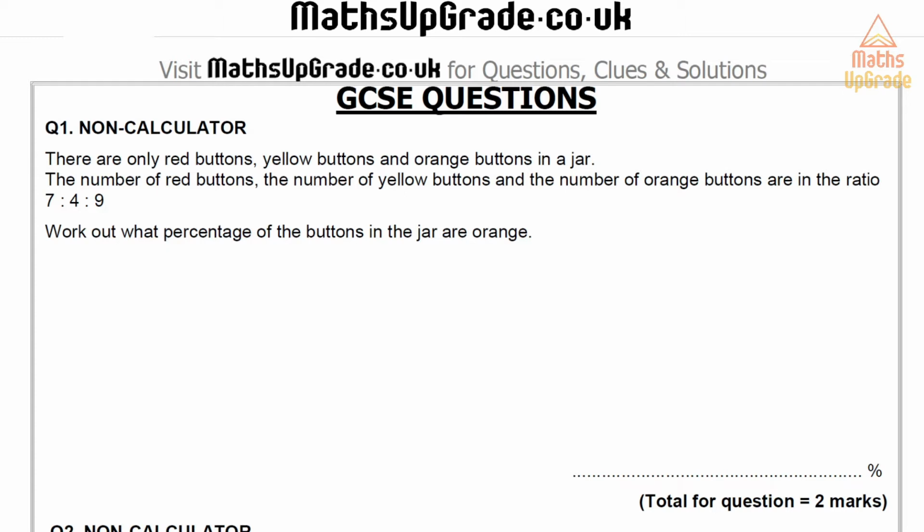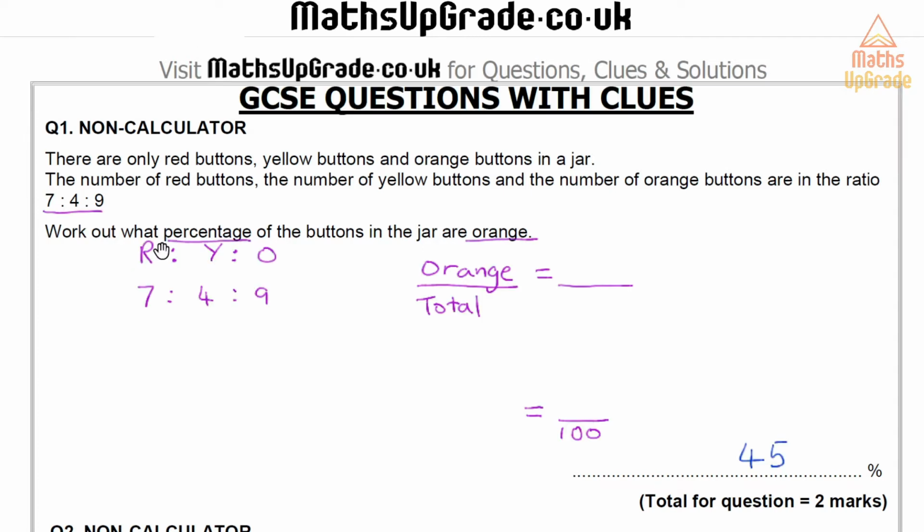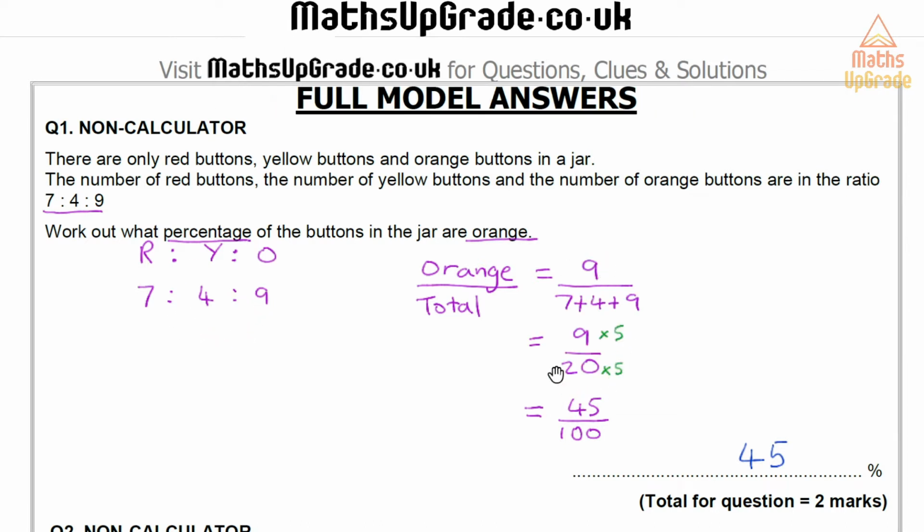What I'm going to do is write the fraction of buttons that are orange. Since the ratio is given by red to yellow to orange, the number of orange parts is going to be 9 divided by the total number of parts, which is going to be 20. So 9 over 20 is my fraction there.